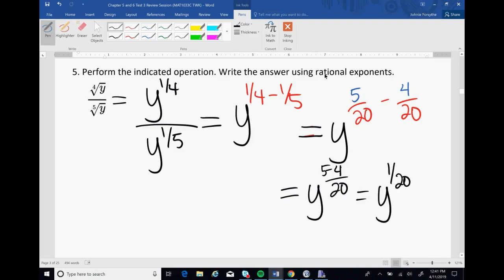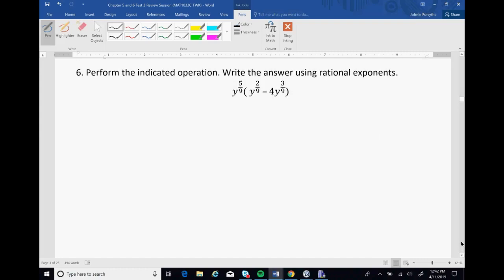And they want you to write your answer using rational exponents. So remember, a rational number is like ratio, rational. So it's like a fraction. So you don't want to go back and write that as the 20th root of y. It doesn't need for you to do that. They want your answer as a rational exponent, and that's what we have here, y to the 1/20th.